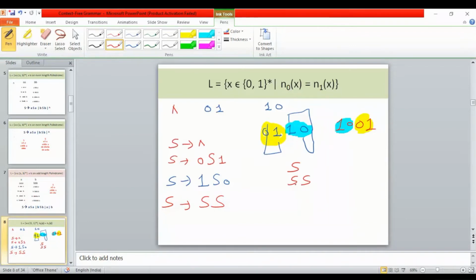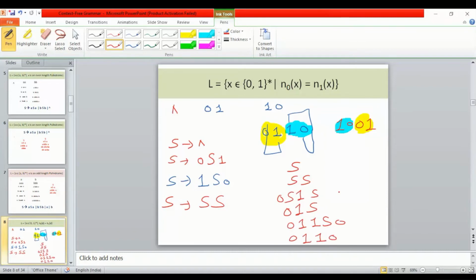Now for this S, we have 0S1 and S. For the first S, we'll put null, so we'll get 01S. Then for the second S, we'll write 1S0. At one point of time, we have to always consider one non-terminal. We cannot consider them together, and we always have to go from left to right. So here we'll get 0110.